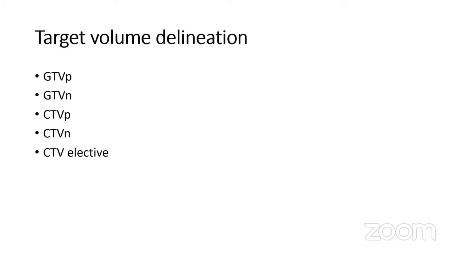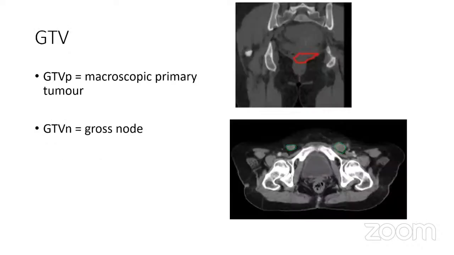So here the target volumes would include, again, same. We contour the primary tumor. We contour the involved nodes. Then we give a margin for it to account for the microscopic disease for the primary as well as for the nodes. Then we go for the elective volume, which includes the lymph nodes or the regions which are at high risk of having a microscopic disease.